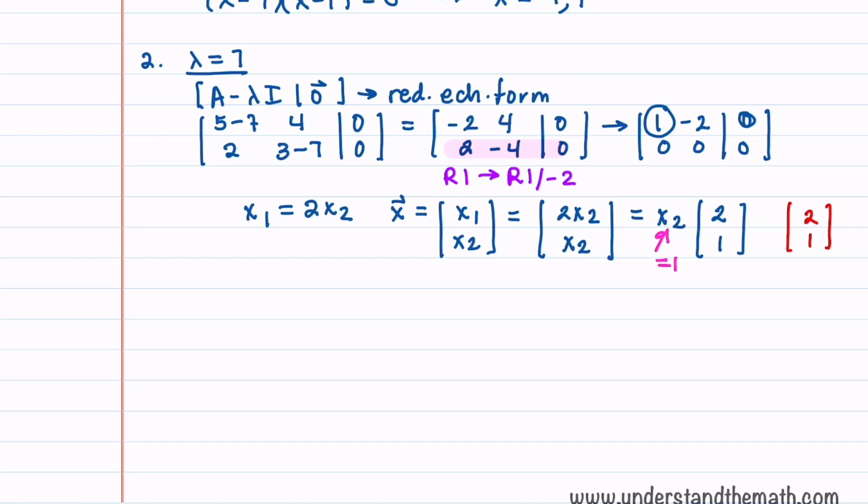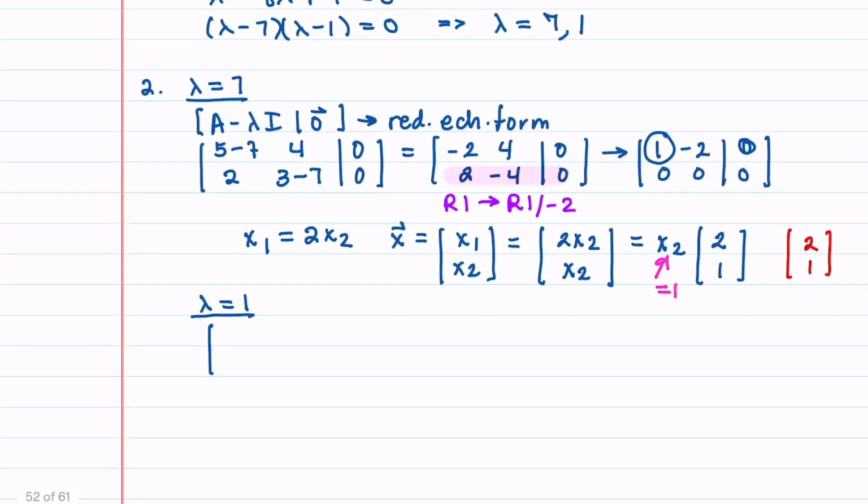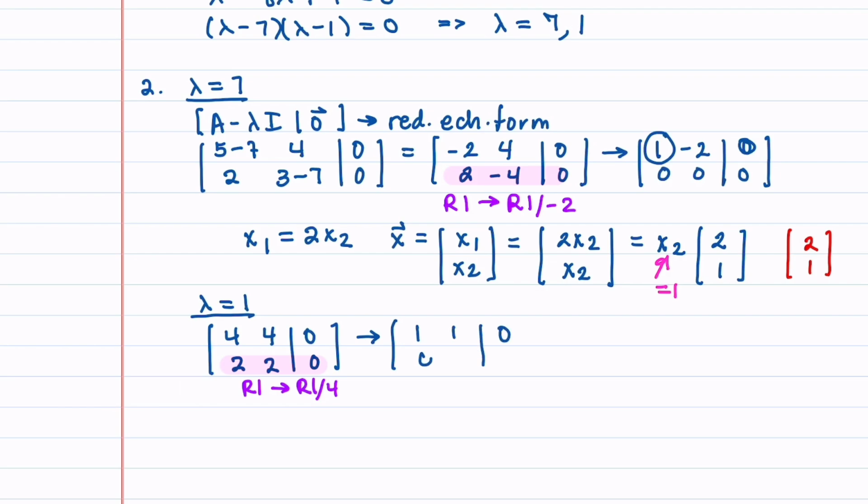So now we're going to let lambda equal 1, and we're going to do A minus lambda I again. Let's go all the way back up here. 5, 4, 2, 3. So 5 minus 1 is 4. And then we have a 4, a 2, and then 3 minus 1 gives us a 2. And you can see that our second row is a multiple of our first row. And we can go ahead and scale our first row by 4. And we end up with 1, 1, 0, and then a row of zeros.